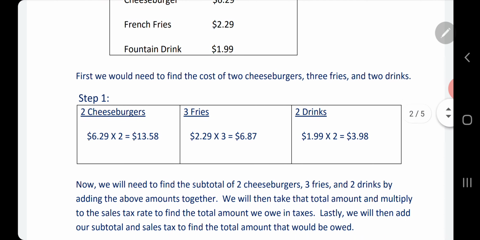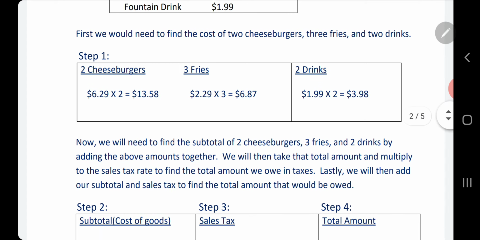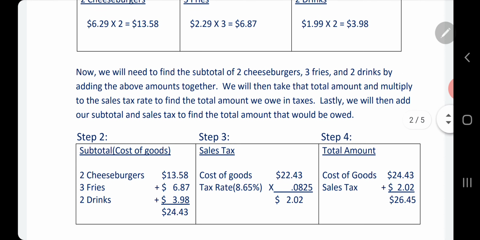Now we'll need to find the subtotal. To find the sum total, we'll just add up what we found for 2 cheeseburgers plus 3 fries and 2 drinks. Once again, just add those numbers up. And so 2 cheeseburgers plus our 3 fries plus our 2 drinks will be $24.43.